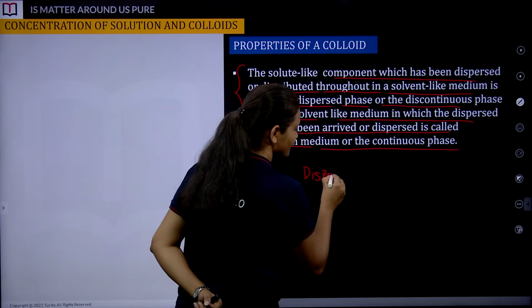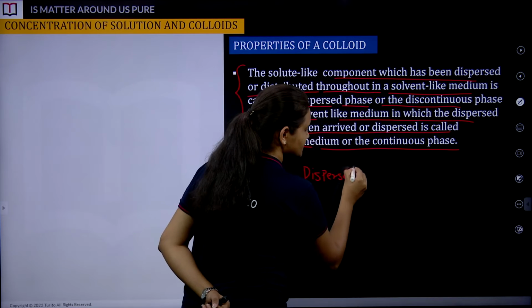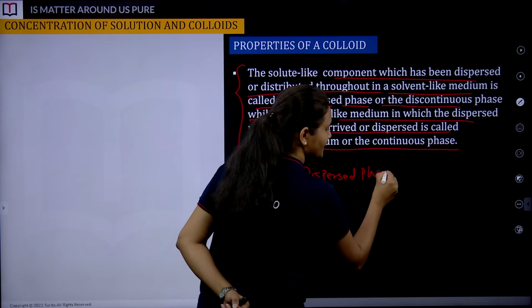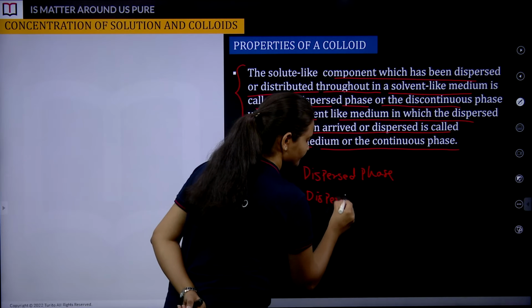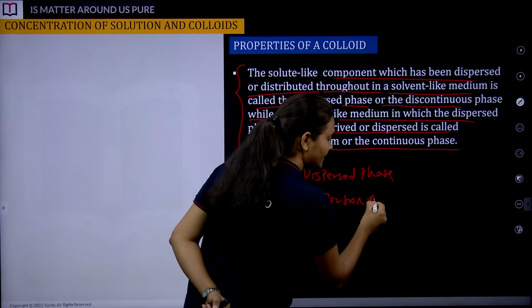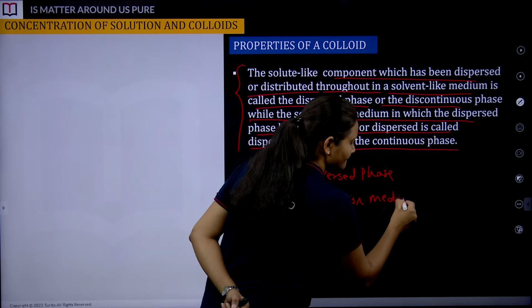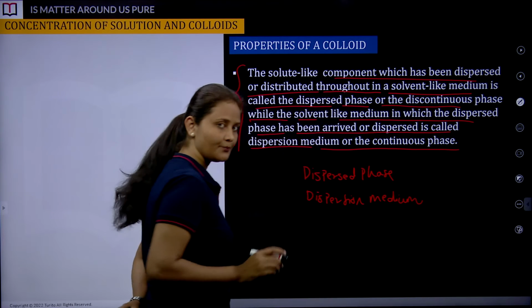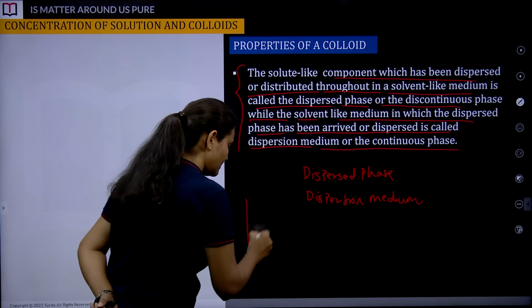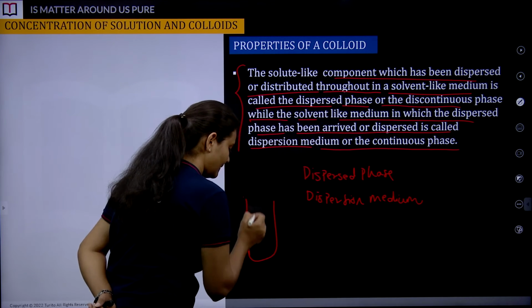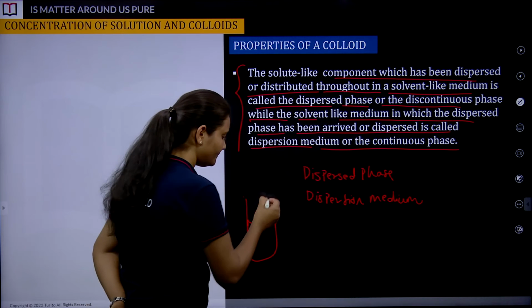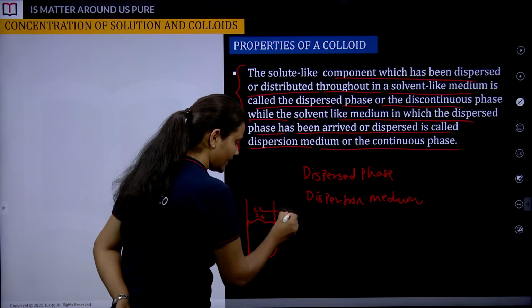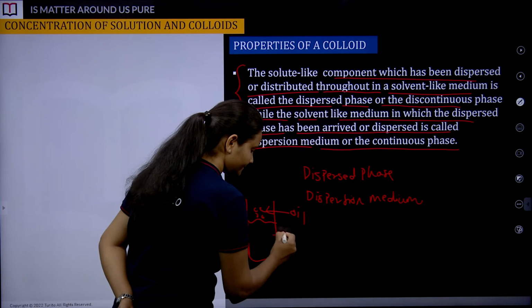We have the dispersed phase and the dispersion medium. I'll explain this. Suppose I have a colloidal solution in one test tube. If I take water in large quantity, and to this I add some oil. This is water.